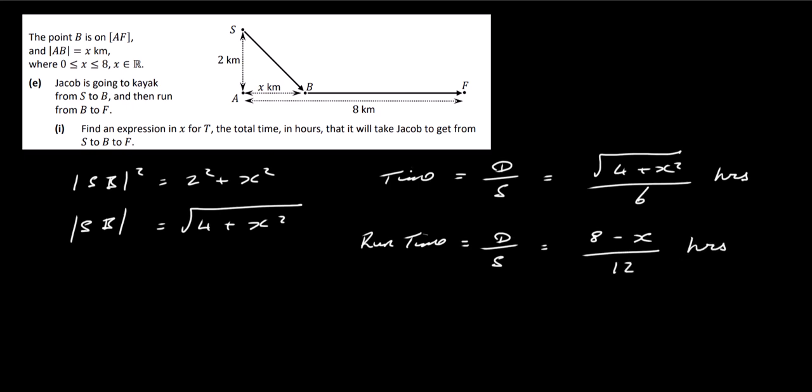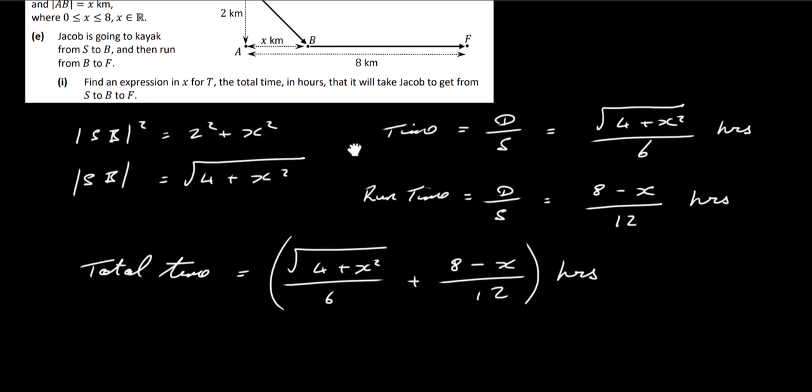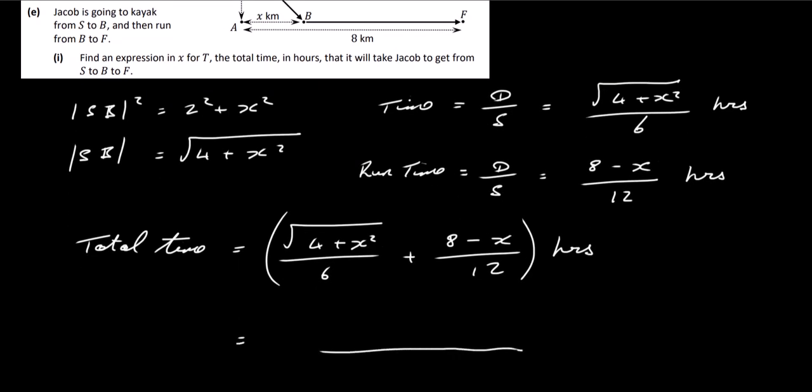So we have our total time then. Total time is just equal to the square root of 4 plus X squared over 6 plus 8 minus X over 12. This is the total time and this is in hours. Now we can add these. Let's see, we would have a common denominator of 12. So that would be 2 square root 4 plus X squared plus 8 minus X, over 12. And again, that's in hours.